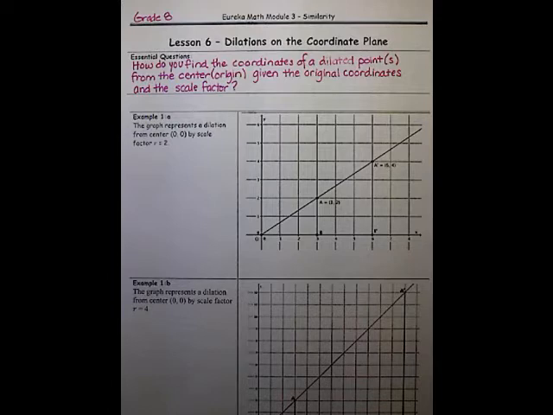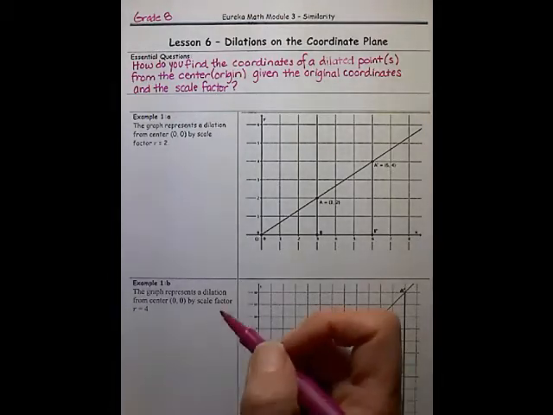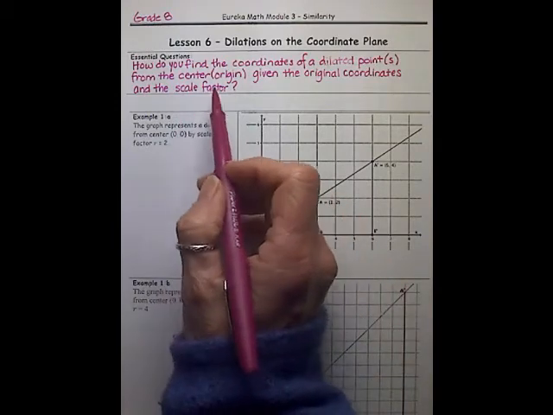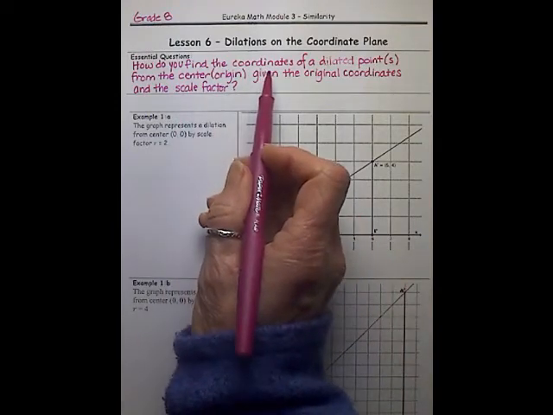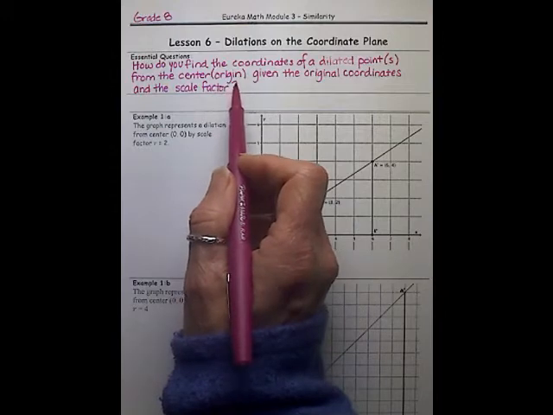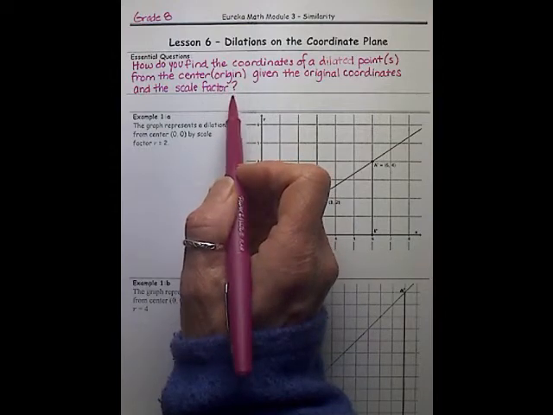This is our last lesson before the mid-module assessment. Pause the video and copy the essential question: how do you find the coordinates of dilated points from the center, origin, given the original coordinates and the scale factor?